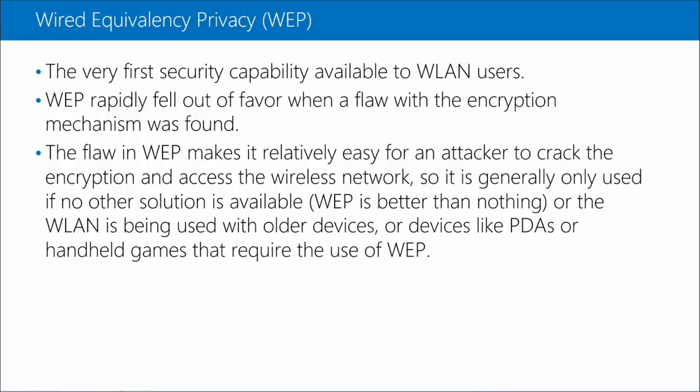WEP was the first security available to wireless network users. It rapidly fell out of favor. It's kind of sad. Why did it fall out of favor? It fell out of favor when a flaw in the encryption was found.